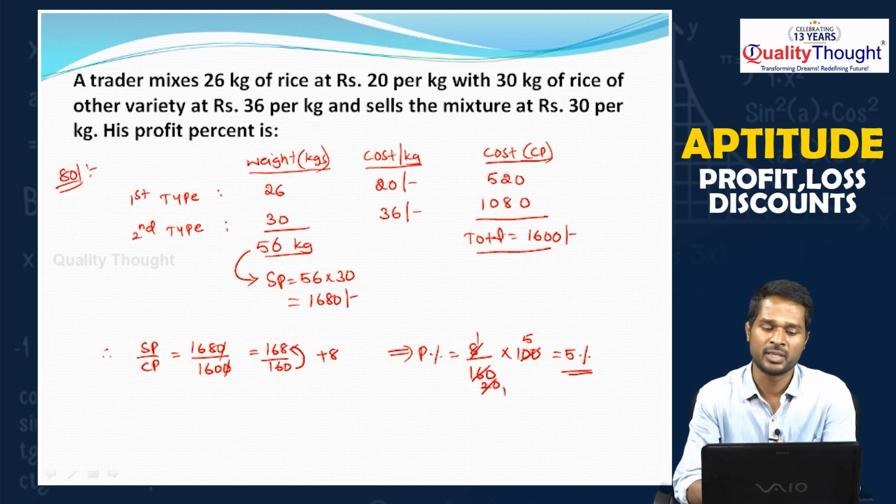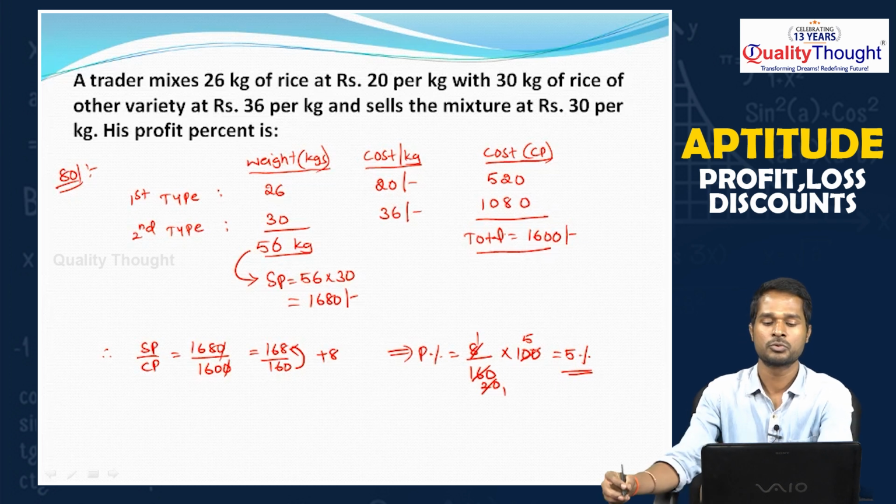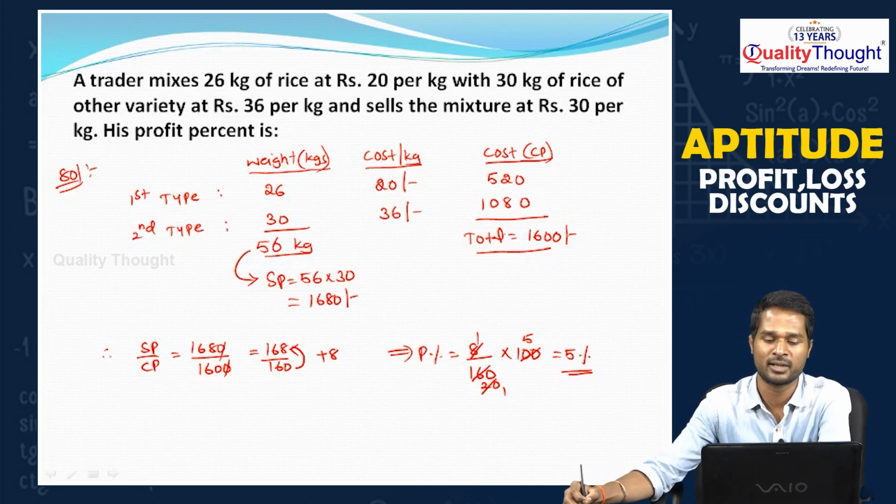So, we have the values of the first type of rice, how many kgs there are, and what the cost price of 1 kg is. So, calculate the total cost price of the first type of rice by multiplying weight into cost price of 1 kg. Similarly, do the same thing for the second type of rice and we get the cost price of both the rice as 520 and 1080 respectively. So, that means the total cost price is 1600 rupees.